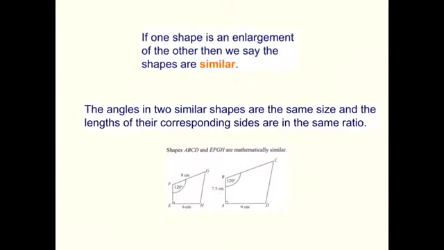Here's an example that we'll be looking at where two shapes are mathematically similar. As we can see, the angles are the same in the corners, right? And because it's mentioned that it's mathematically similar, we're led to believe that every side has been increased by exactly the same ratio.